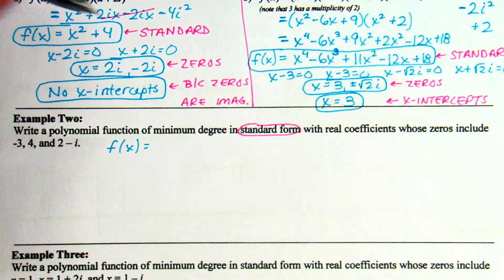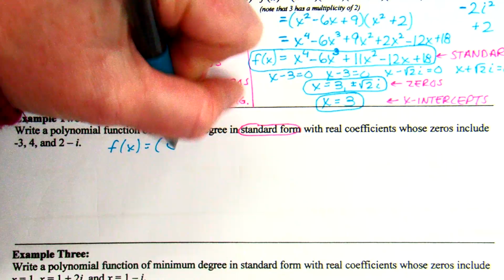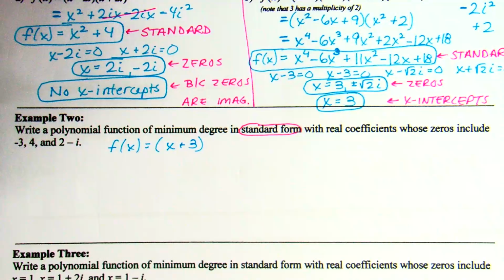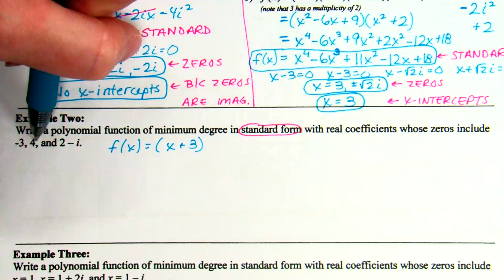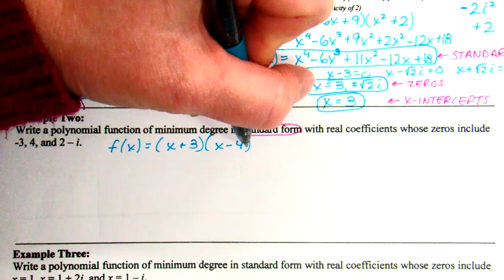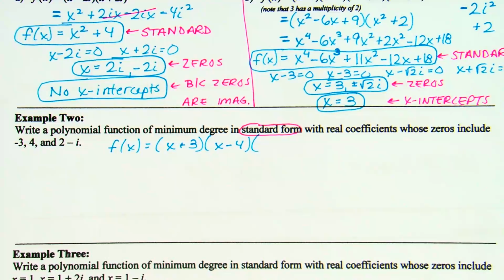So, the zero of -3 is represented by the factor x plus 3. A zero of 4 is represented by the factor x minus 4. A zero of 2 minus i. This is where I'm going to pause and say, yeah, something like that. -2 minus i.